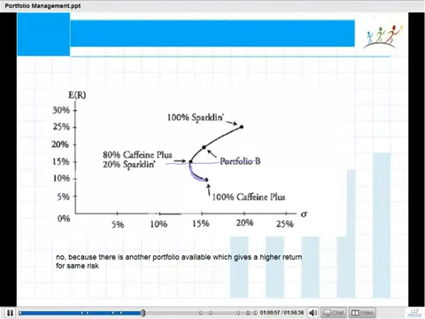So, for any of the portfolios along this purple line, there will be another portfolio available that will give me a higher return for the same amount of risk. So I will never invest in any portfolio below this purple line. I will only invest along the black line that is remaining. This black line is called the efficient frontier.